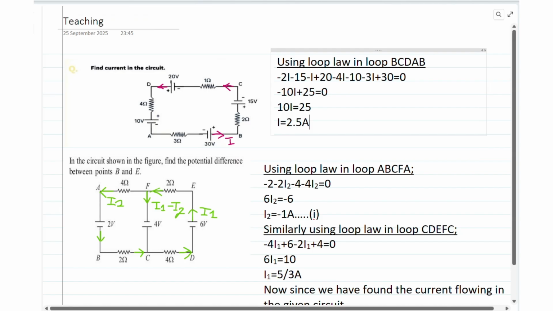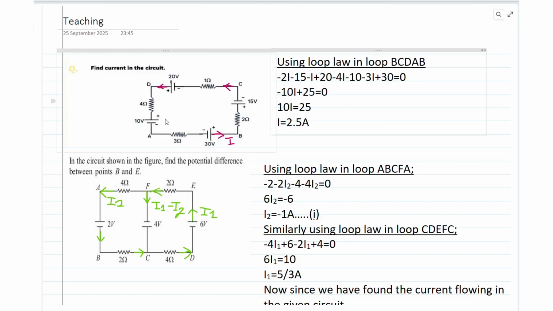So now, this is a really easy sum. There is only one loop. So we will be moving from B, C, D, A, B, right? Let's move. While traversing in this direction, we will first encounter a resistance. While traversing through the resistance, there will be a loss in potential equal to minus 2I. And then again, there's a loss in potential that's minus 15.